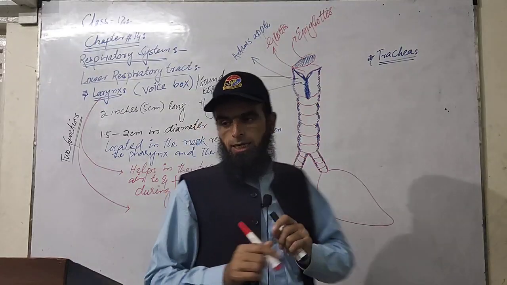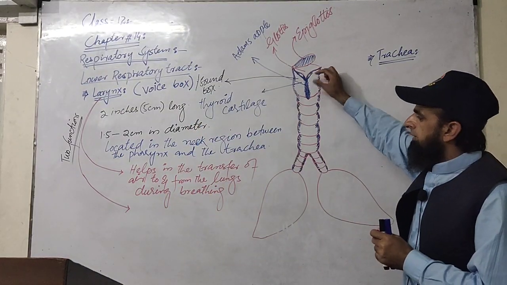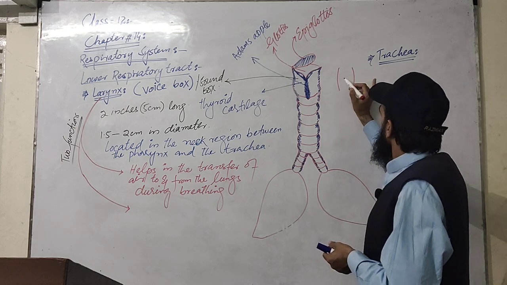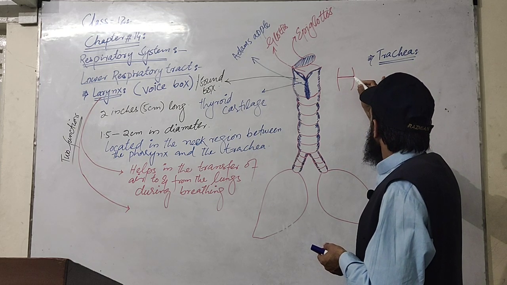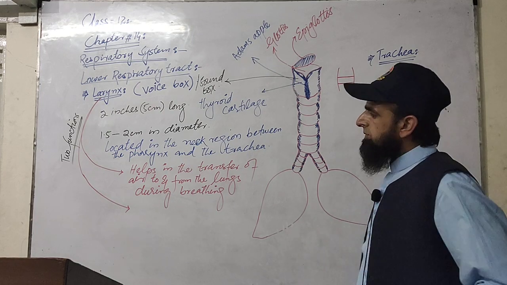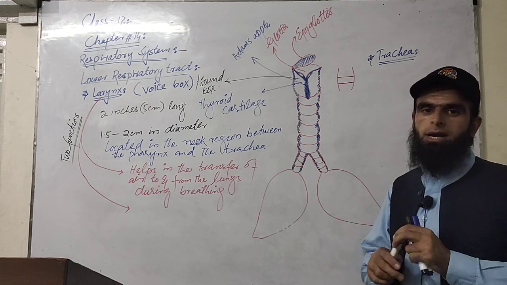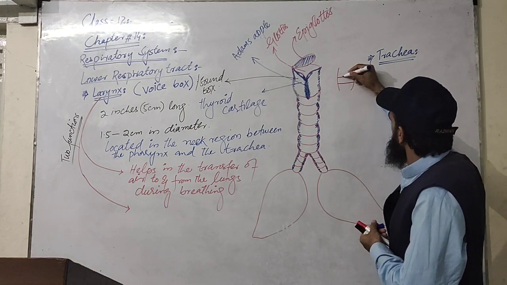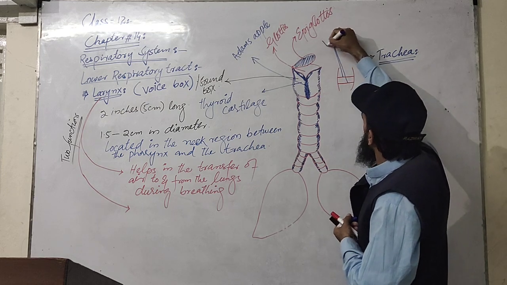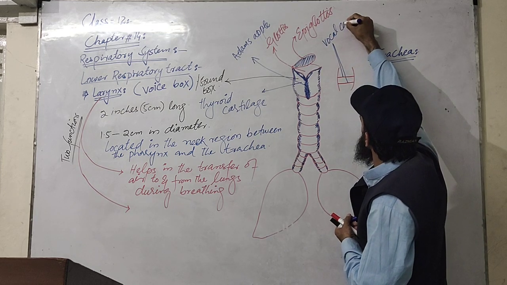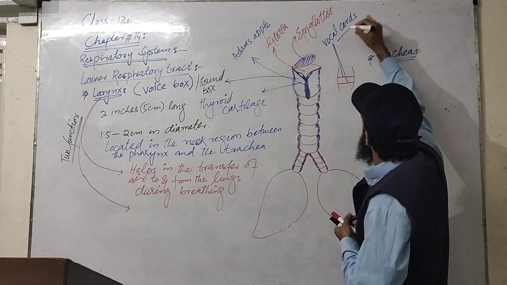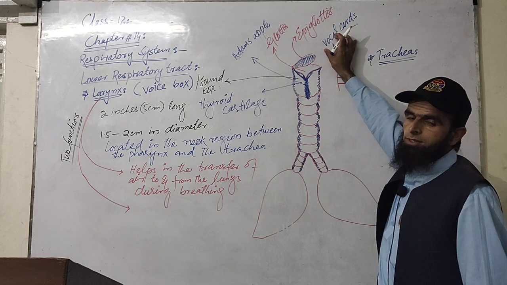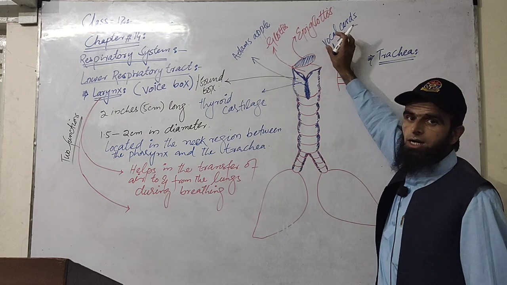If we take the internal diagram of the larynx, this is, for example, a section of the larynx. Inside the larynx there are two bands. These bands are made of membranous structures. These membranous bands are called vocal cords. The vocal cords help in the production of sound.